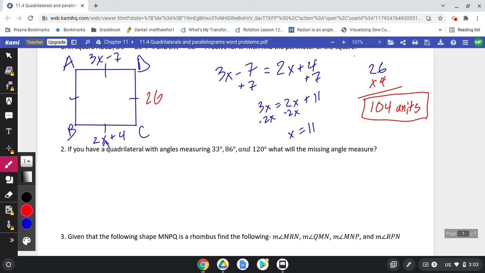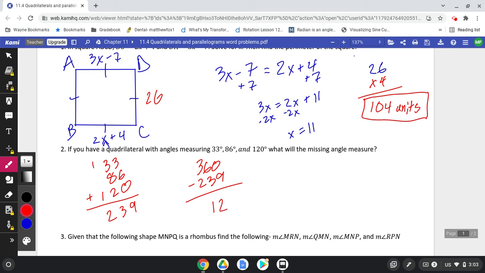So in our case, we have 33, 86, and 120. If we add those three together, we'll come to a total of 239. At that point, all we have to do is take that away from 360. And if we do this, our missing angle is going to be 121 degrees.